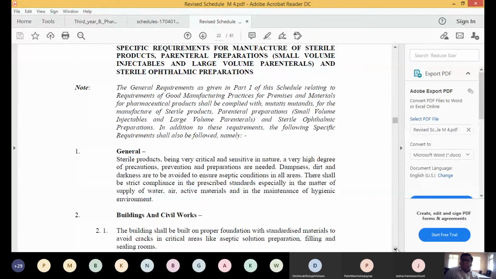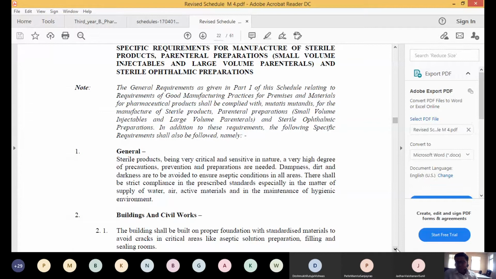So again, in this Schedule M, there are specific requirements for manufacture of sterile products, parenterals, preparations, small volume and large volume parenterals, and sterile ophthalmic preparations. So this is related to parenterals and sterile products also. This Schedule M is there, and in that Schedule M, the good manufacturing practices for premises should be followed for types of products also.